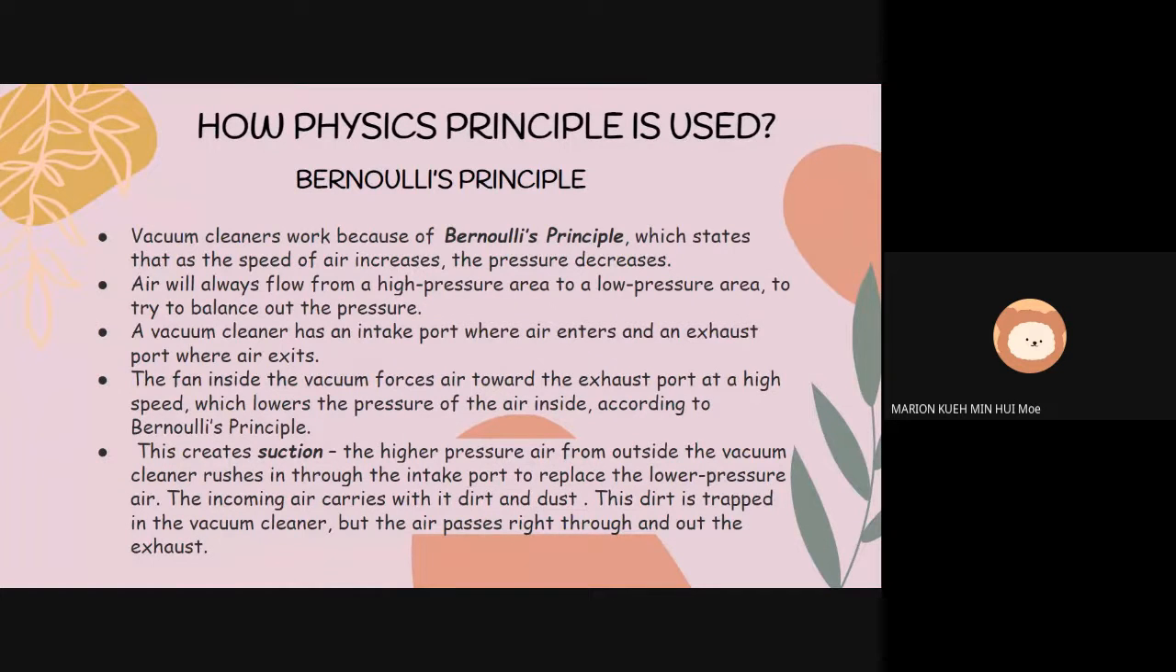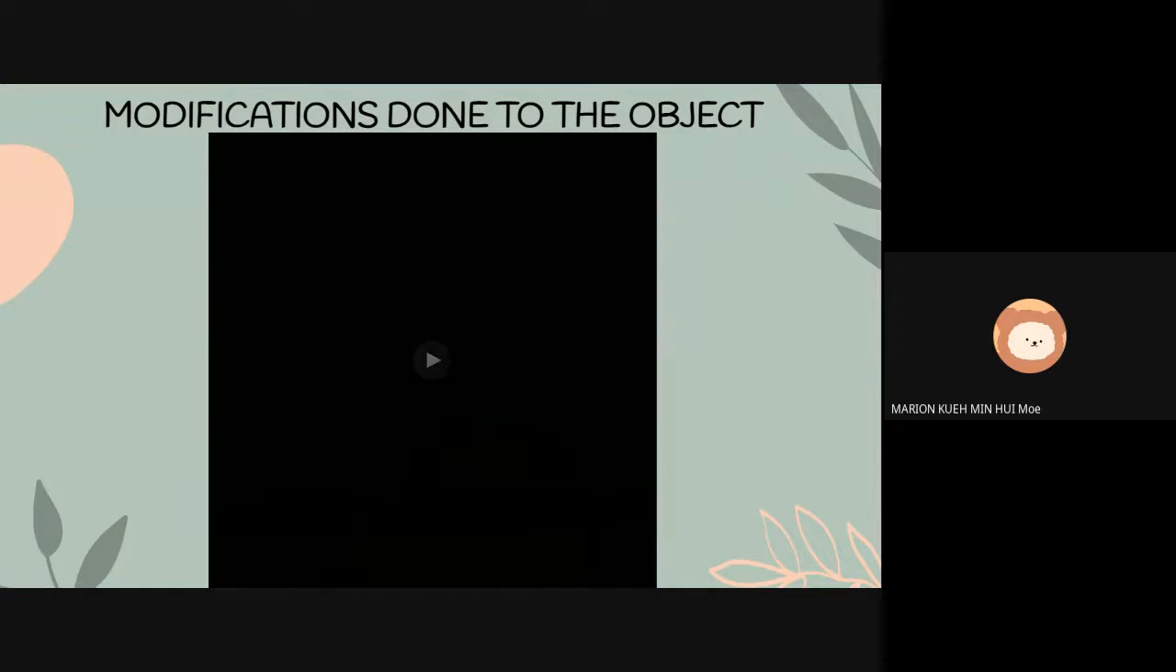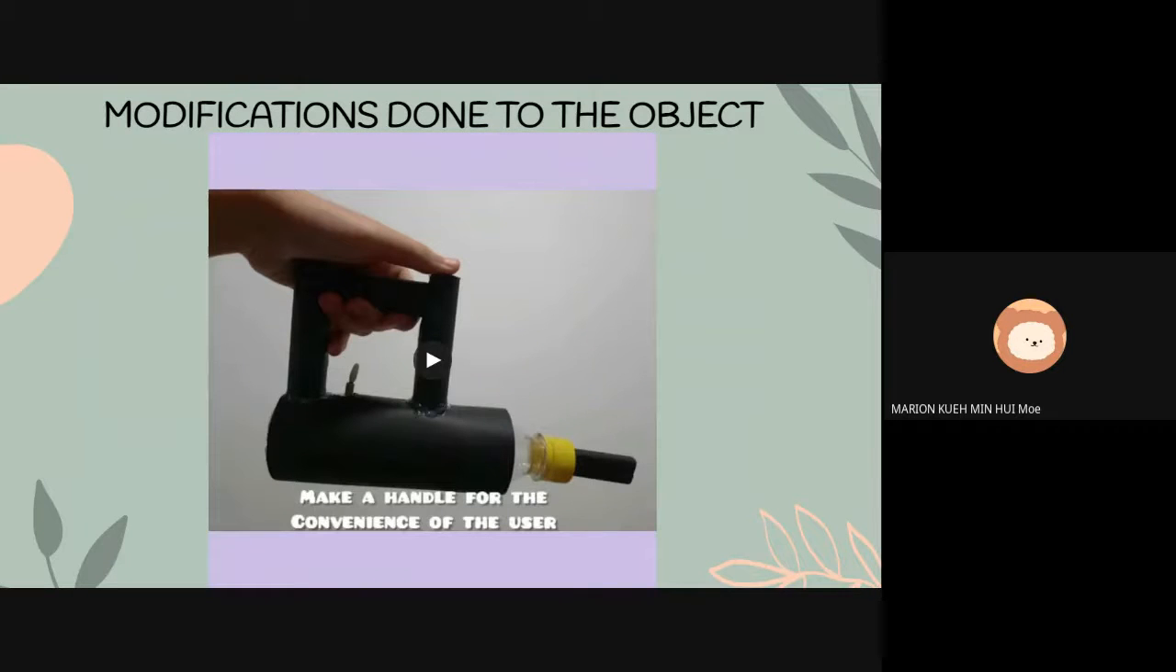This creates a suction. The higher pressure air from outside the vacuum cleaner rushes in through the intake port to replace the lower pressure air. The incoming air carries with it dirt and dust. So this is how the vacuum cleaner sucks dirt and dust. The dirt is trapped in the vacuum cleaner, but the air passes right through and out of the exhaust. So these are the modifications done to the object.